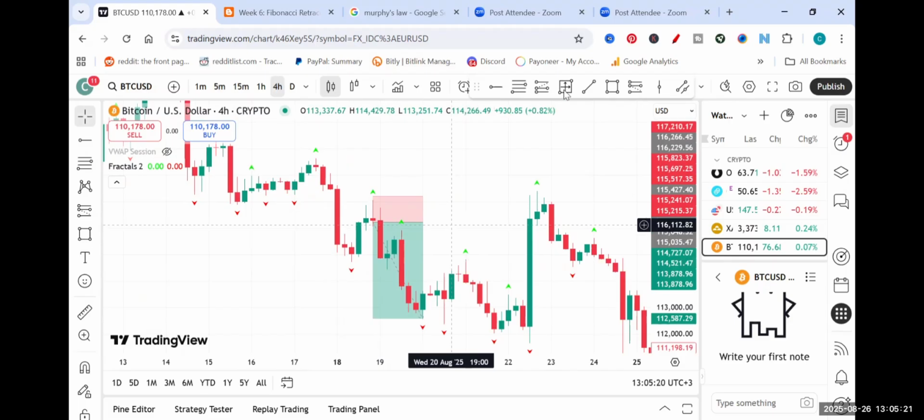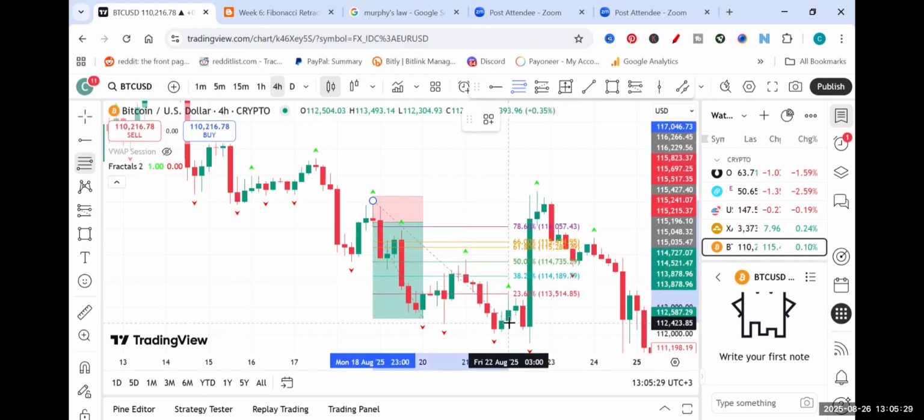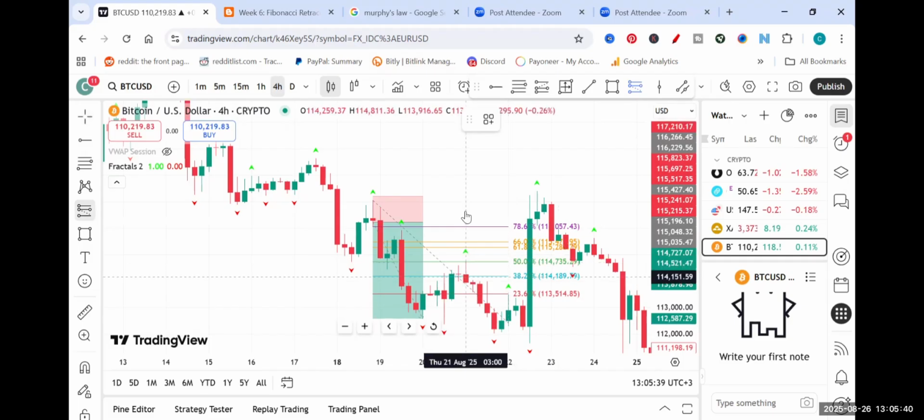So we come again and form our fib tool, left to right, and then you enter right there, stop loss.